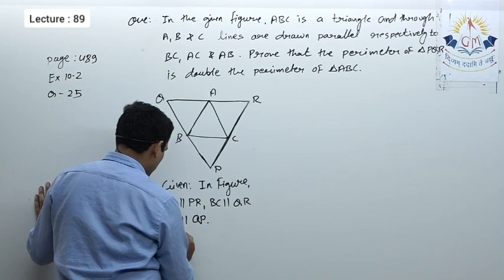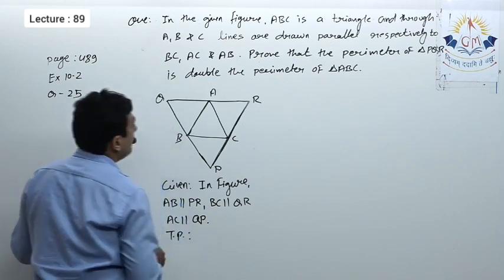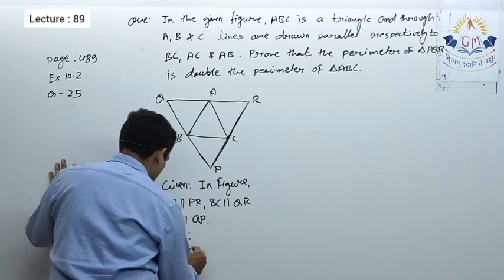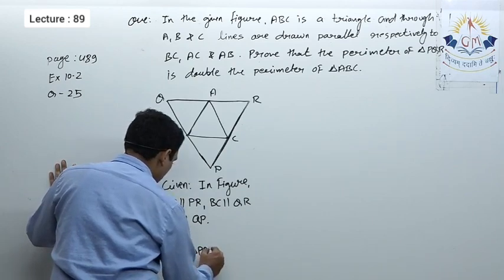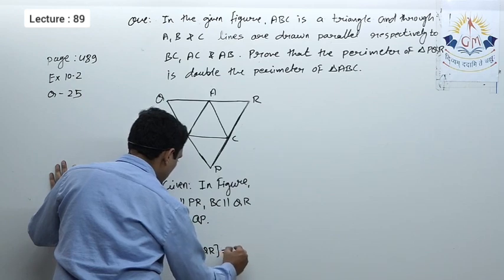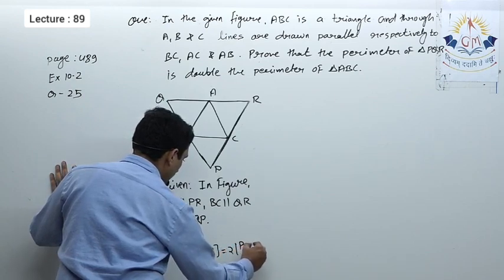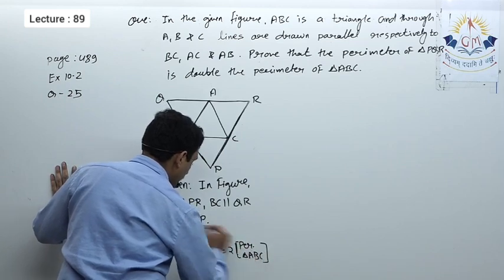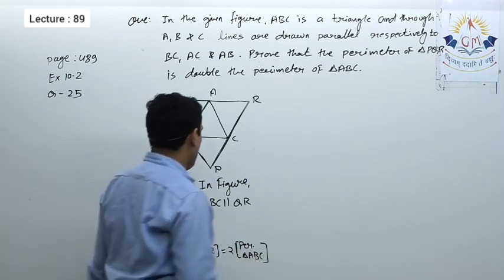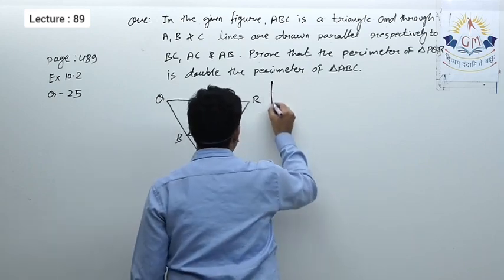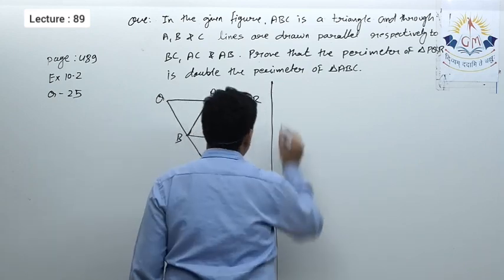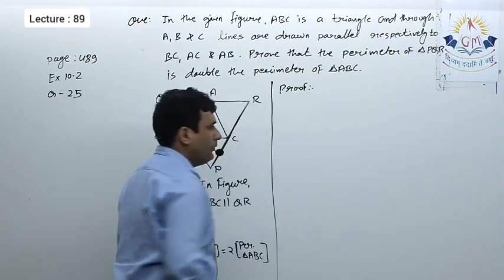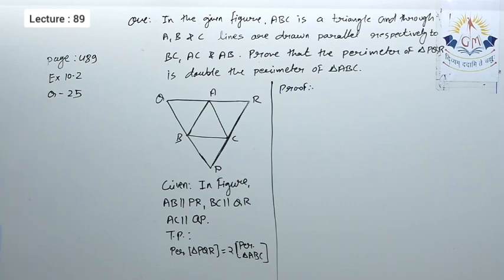To prove, what we have to prove: the perimeter of triangle PQR is equal to 2 times the perimeter of triangle ABC. That we have to prove. The perimeter of triangle PQR is twice the perimeter of triangle ABC. So let us see how to prove it. Think for a while about how you have to prove this, then I will give you its solution.